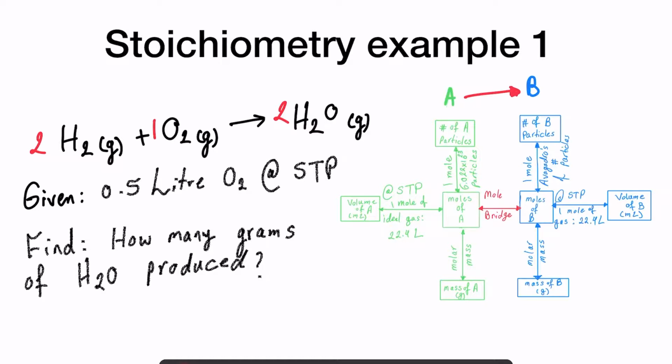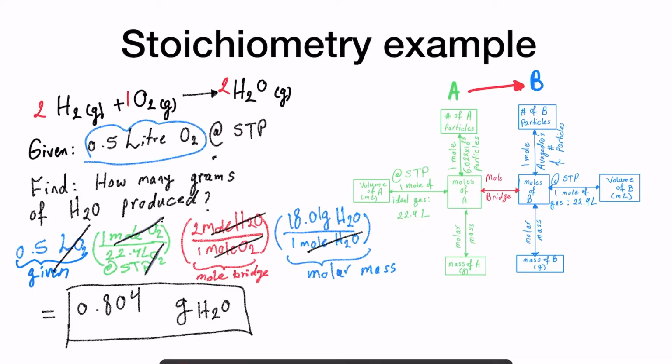So we introduce these coefficients here that are going to be serving us when we use the mole-to-mole bridge in our stoichiometry. These coefficients in the chemical reaction are what we're talking about with the mole bridge. They're going to tell us the mole-to-mole ratio that we have between the reactants and the products in a given chemical reaction.